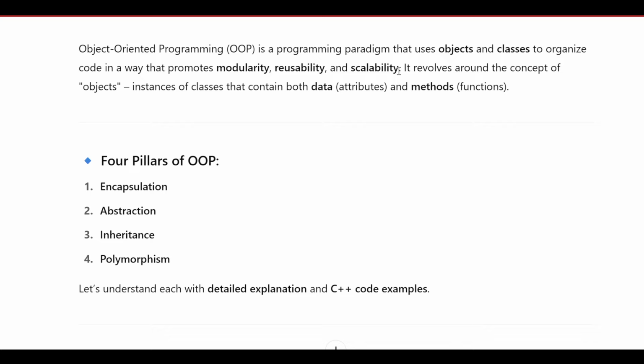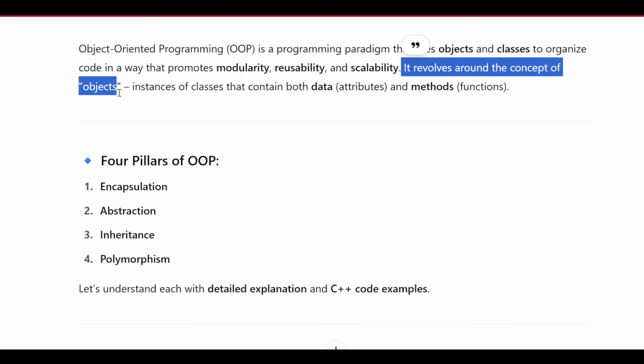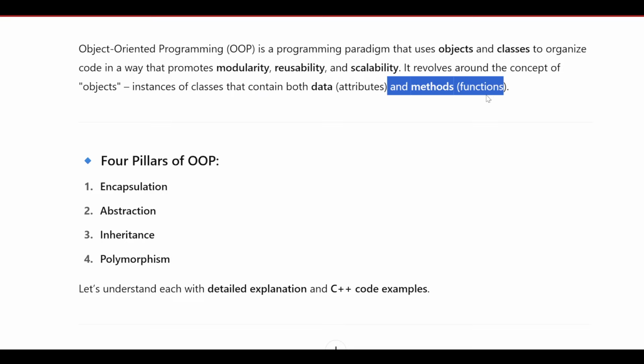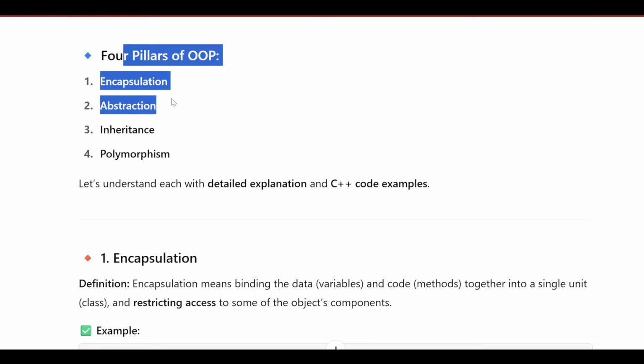The third point you will include is it revolves around the concept of objects. And what is an object? It is an instance of a class that contains both data, which is attributes, and methods, that is functions. Let's move on. Four pillars of OOPS, that is encapsulation, abstraction, inheritance, and polymorphism.